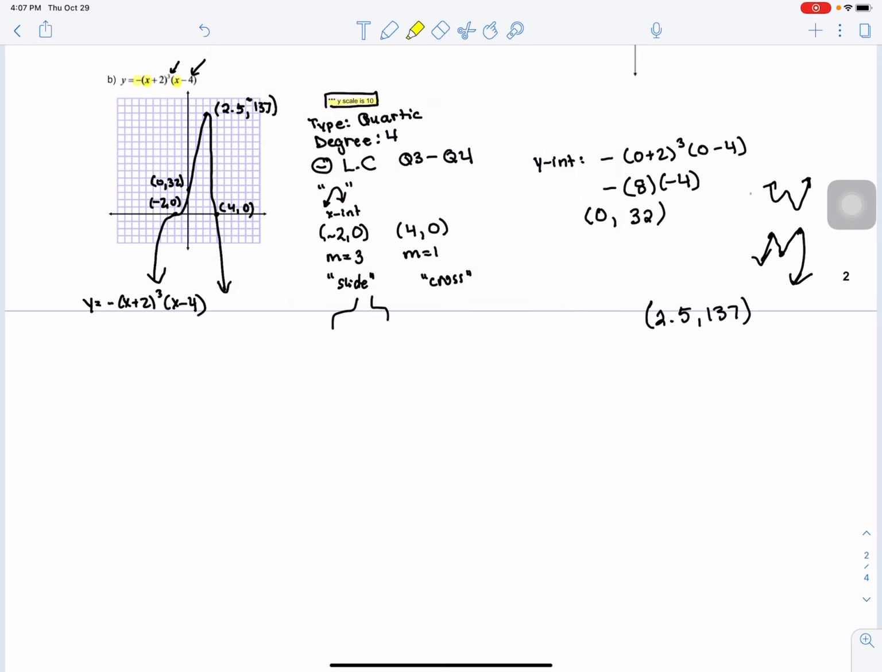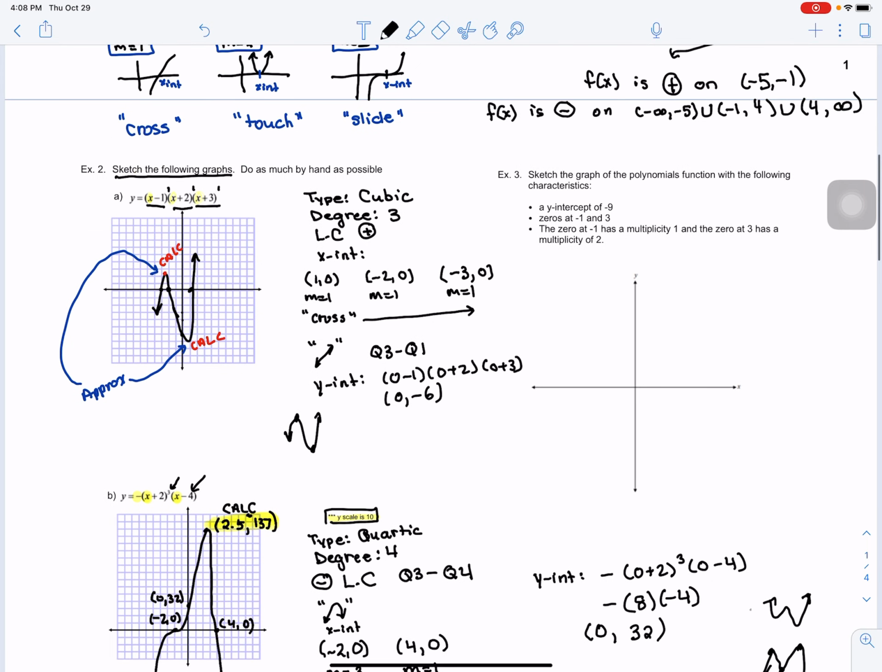This point is not able to be done without using a calculator. So this one has to be done on the calculator. And that's why they're saying to sketch as much as possible by hand, but you can't do everything. I didn't make this graph accurate because I didn't find those little bumpies on my calculator.